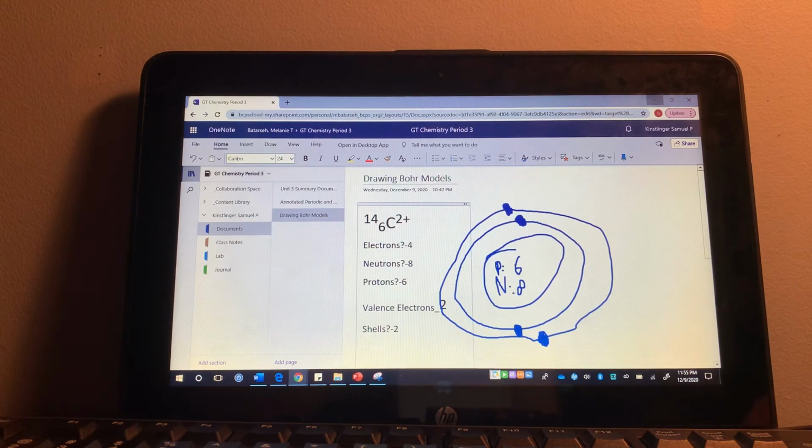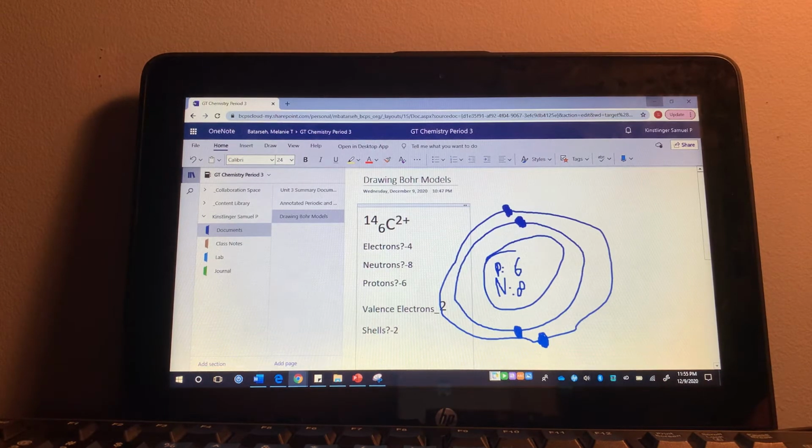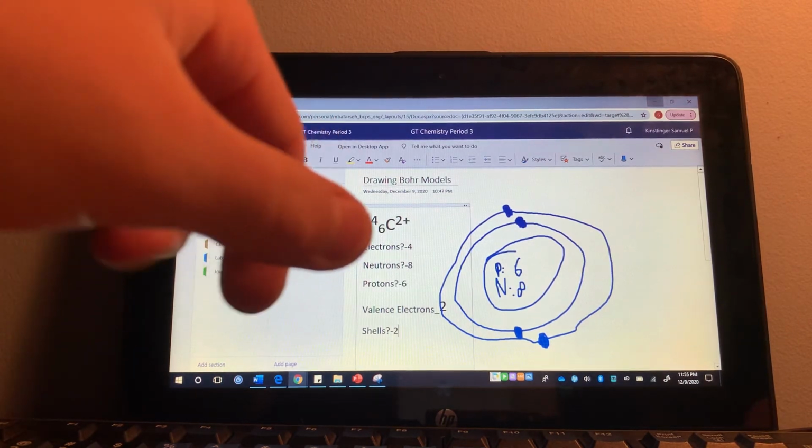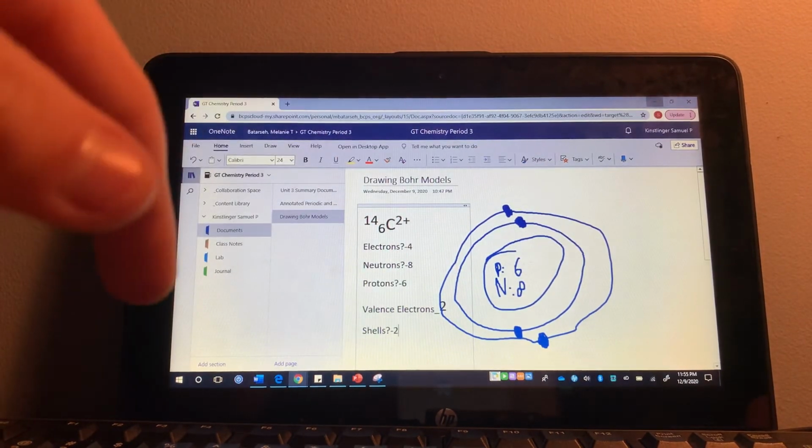So we know that the maximum amount in the first ring is going to be 2. So you fill up that ring. You don't move on to the next ring until the previous one is completely full. So we know we filled up that ring, then we move on to the next one, but we don't have 10 yet. We don't have enough to fill out that ring. So we have 2 shells. And we must have 2 valence electrons because we only have 2 left over.